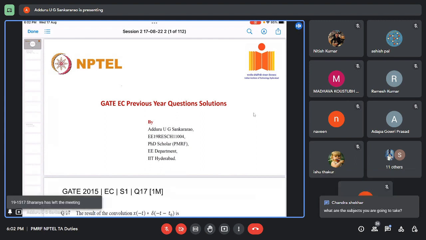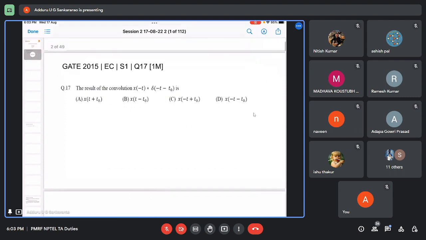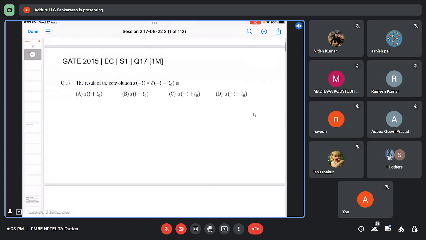In this session we will study signals and systems, mostly Fourier transform, discrete time Fourier transform and continuous time Fourier transform and its applications. So I assume that you guys have studied. I'll start, and if you have any questions in between, feel free to stop me and ask. So this is the question.